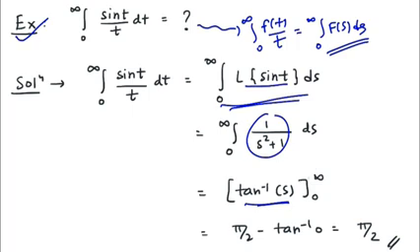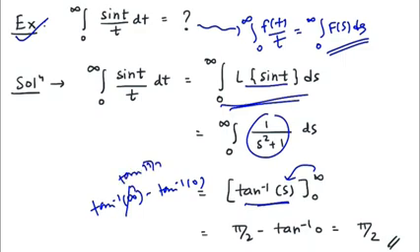Put the upper limit, so first the upper limit will come into the picture. So tan inverse of infinity minus tan inverse of 0. Tan inverse of infinity, infinity can be written as tan pi by 2. The answer would be pi by 2, right? Because tan inverse and tan will cancel out and you will get pi by 2. Then pi by 2 minus tan inverse of 0, and tan inverse of 0 is 0. Final answer would be pi by 2.